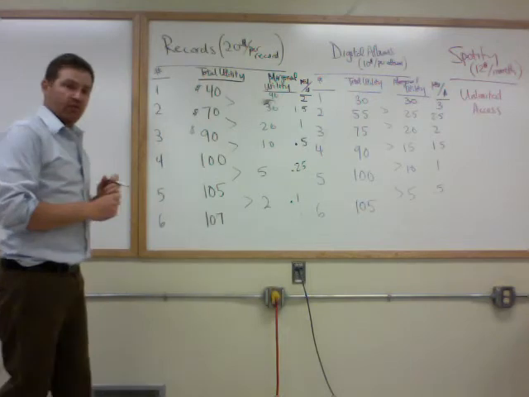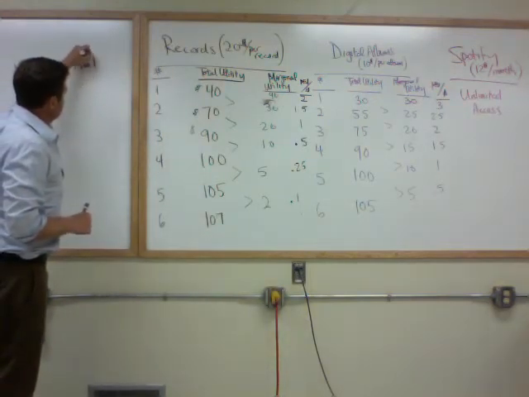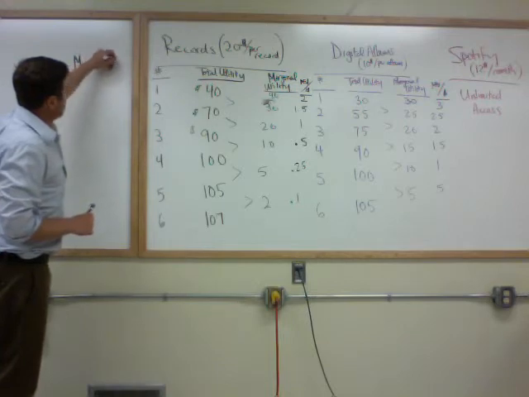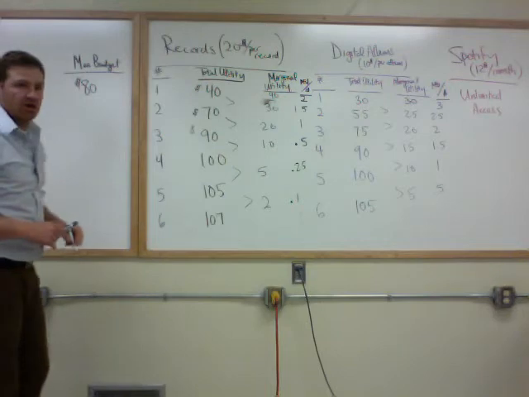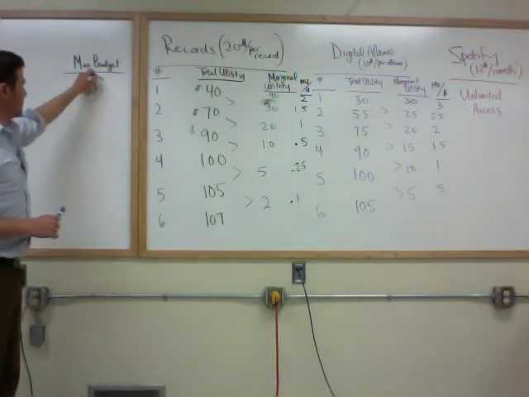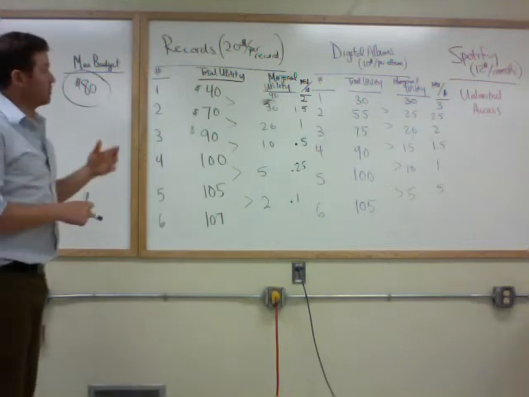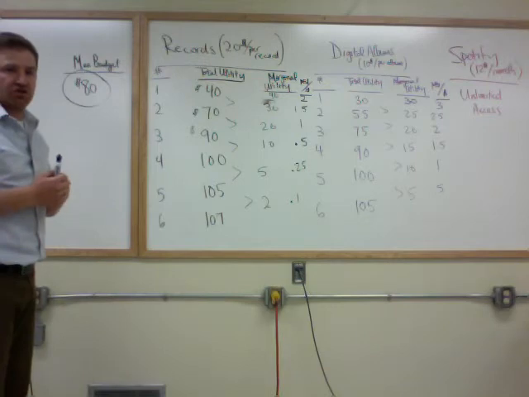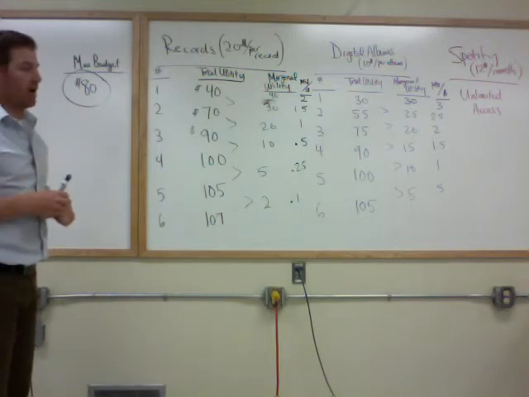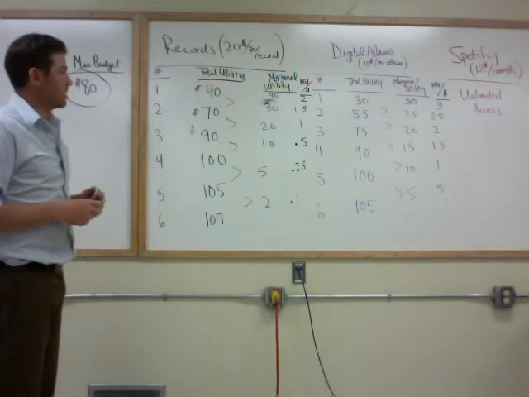So let's say, for example, that your monthly budget for music is $80. Okay? You have $80 that you can spend on music per month. How are we going to determine what we should buy? We can buy records, we can buy digital albums, we can buy a combination of the two. What is going to maximize our utility and make us the most satisfied?